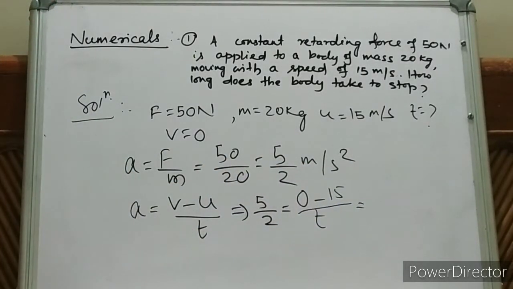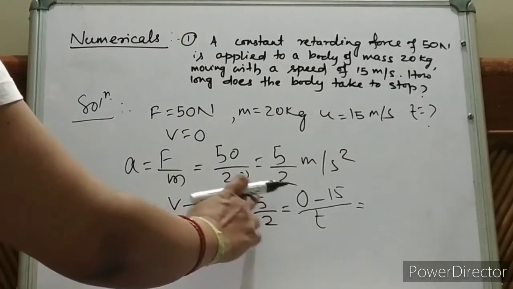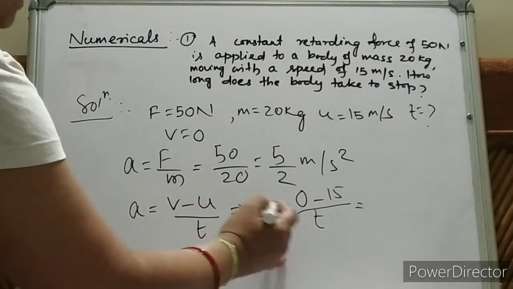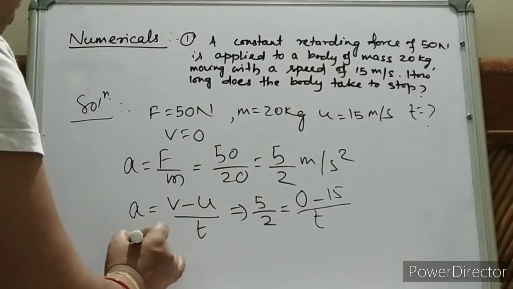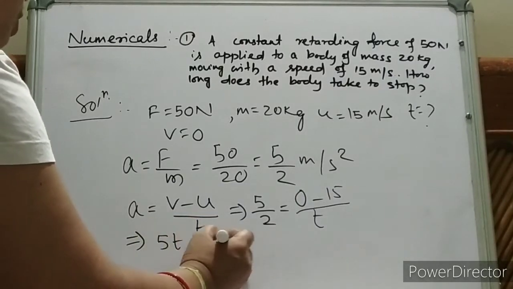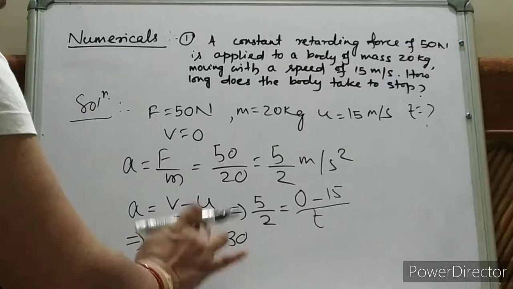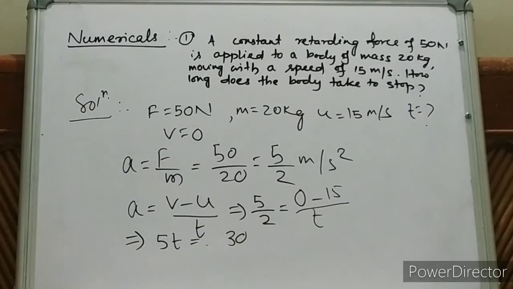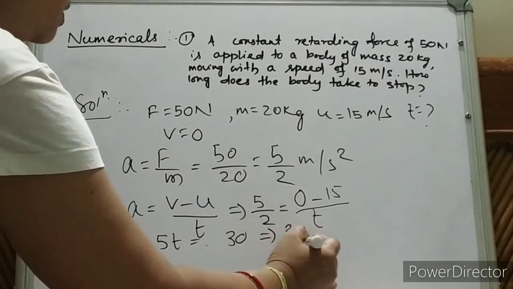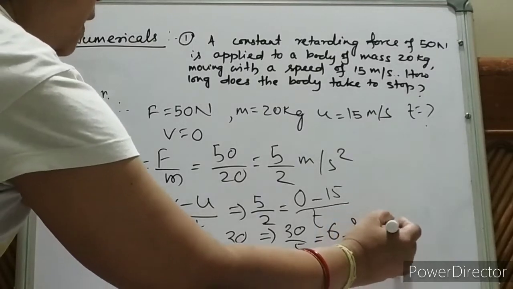Okay. So, what is your T now? 5 into T divided by 30. So, we will do cross multiply. 5T is equal to 30. Ignore this sign. Okay. Is it clear? So what is your T now? 30 divided by 5. That is your 6 second.